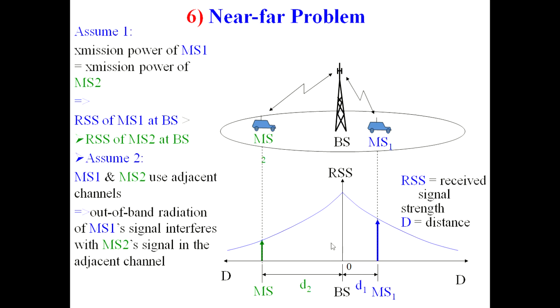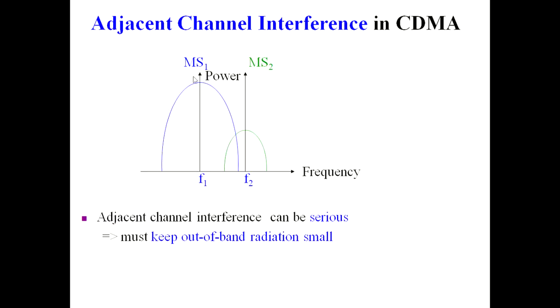Here this is the pictorial representation which explains the near-far problem in CDMA. In this example we have considered two mobile stations, MS1 and MS2, which have the same RSS value, that is received signal strength. If we consider the RSS of MS1 to be greater than the RSS of MS2, what will happen? If you assume the two signals are adjacent to each other, the band of MS1 will overlap with the band of MS2, which will create adjacent channel interference, as given by this diagram. Here MS1 has a central frequency of F1 and MS2 has a central frequency of F2. Since the RSS of MS1 is much greater than that of MS2, the bandwidth of MS1 will overlap with the bandwidth of MS2, which will create adjacent channel interference.